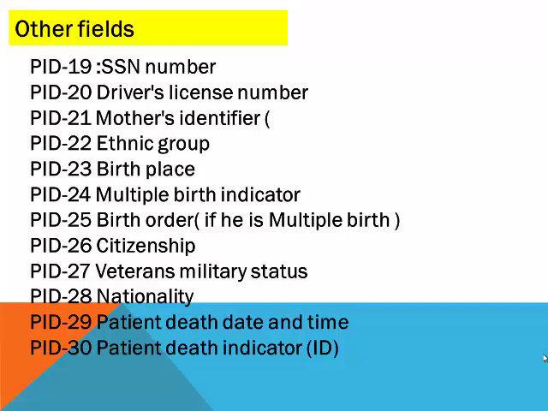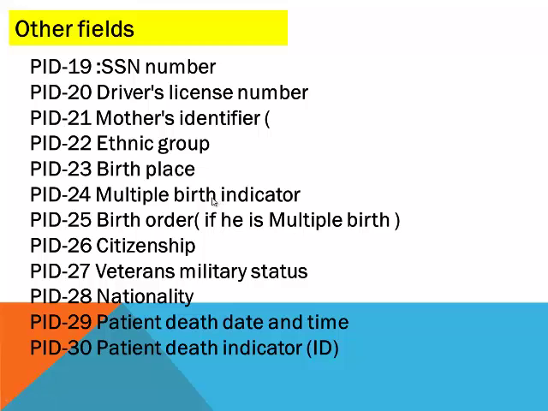So besides 18, we also have other fields here. These are fields that are easy to understand, so I don't need to explain. For example, 19 is a social security number, 20 is driver license number, 21 is mother's identifier, and 22 is ethnic group, such as Asian, African American, white, or something. Then birthplace. Also, there is a multiple birth indicator. That means this person is a twin or not.